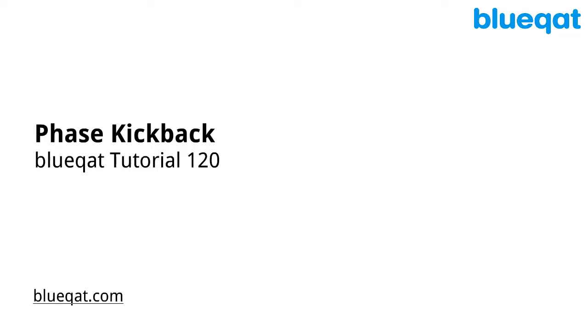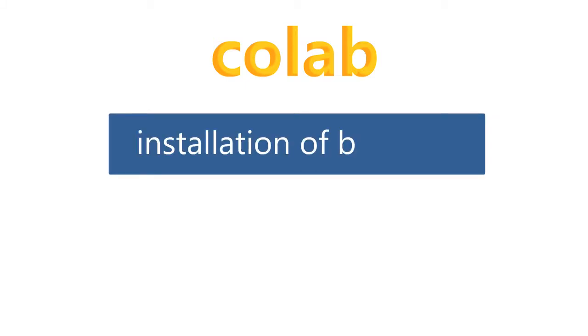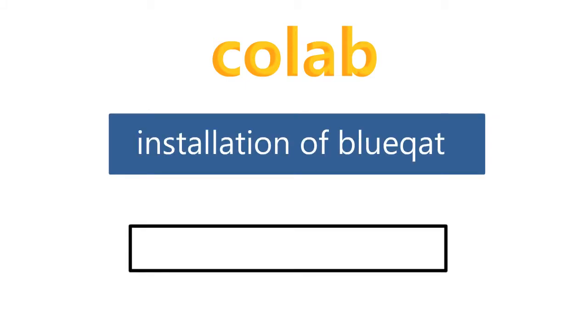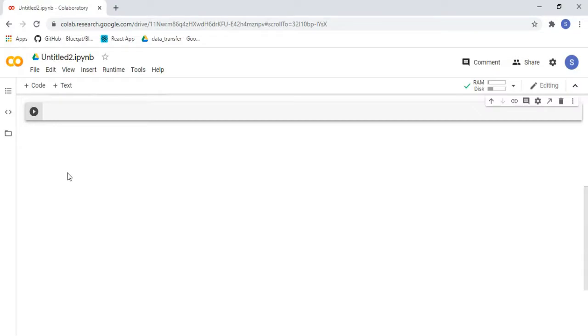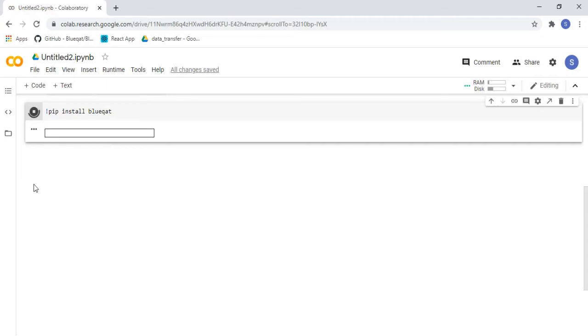In this tutorial video we will be learning about phase kickback. We will be doing this in Google Colab. Like we did in previous video, we will start with installation of Blueqat. We can do it by using this code: !pip install blueqat. Type the code that was shown earlier in Google Colab. Then click on play button and Blueqat will be installed.